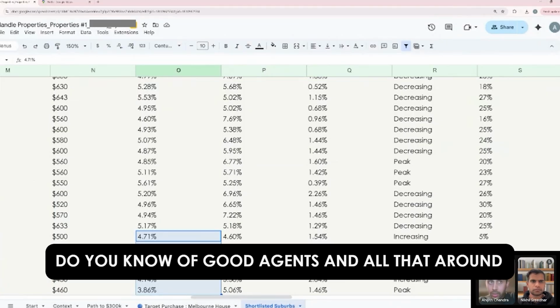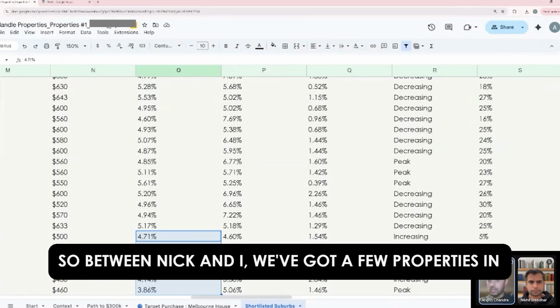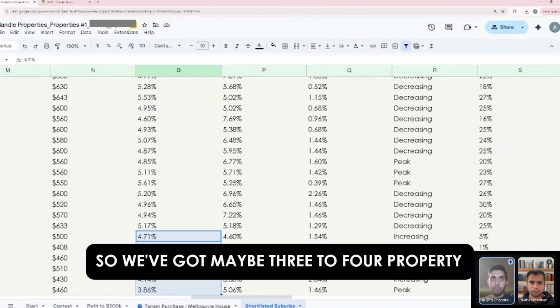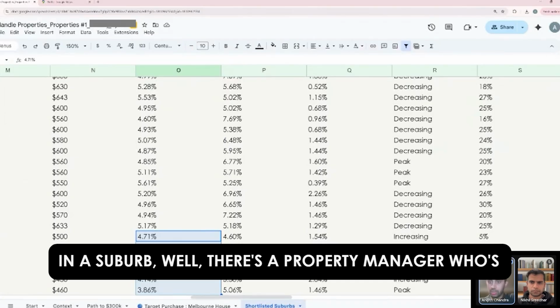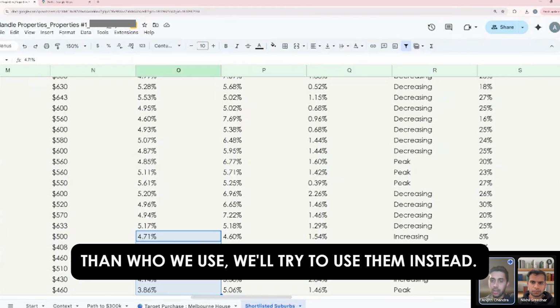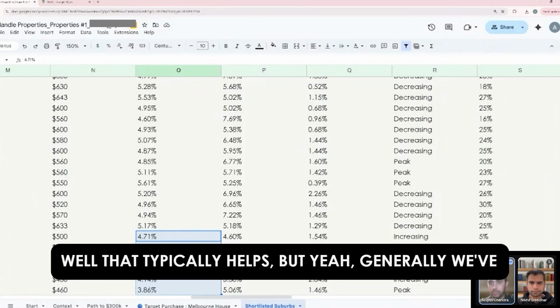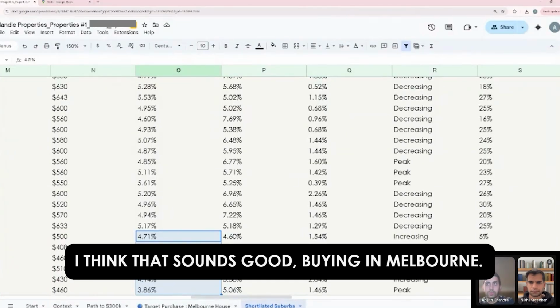Yeah. Do you know of good agents around there for managing the properties? Between Nick and I, we've got a few properties in Melbourne personally, but we've also been buying for clients there as well. So we've got maybe 3 to 4 property managers that we work with. But in a typical process, if we buy in a suburb, there's a property manager who's known to be the expert of that area. We'll get their quotes as well, and if they're cheaper than who we use, we'll try to use them instead. There is some local specialized knowledge as well that typically helps. But yeah, we've got pretty good coverage of Melbourne. I think that sounds good, buying in Melbourne. What do you guys think?